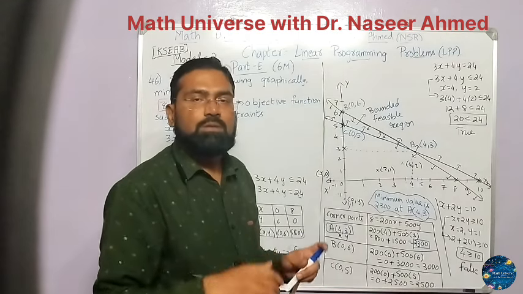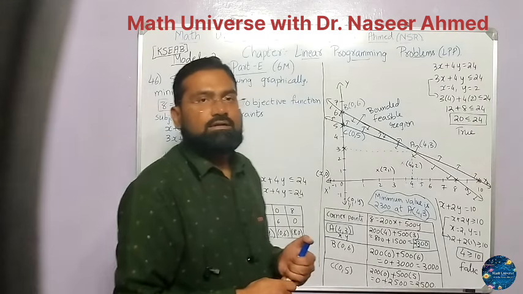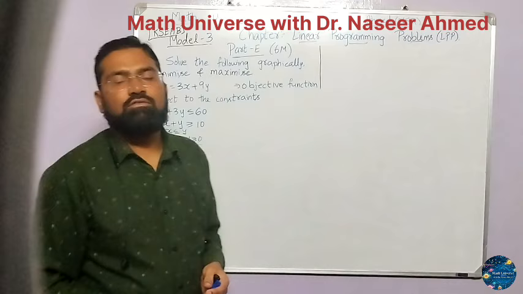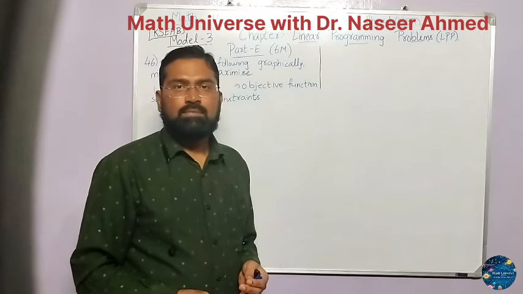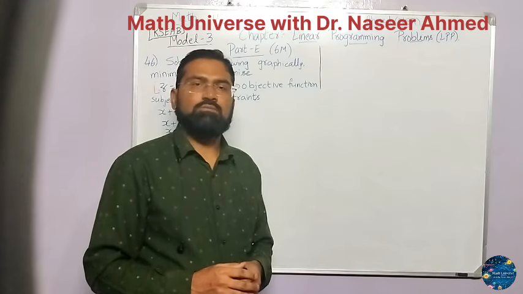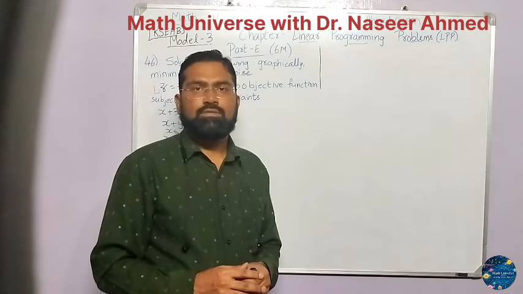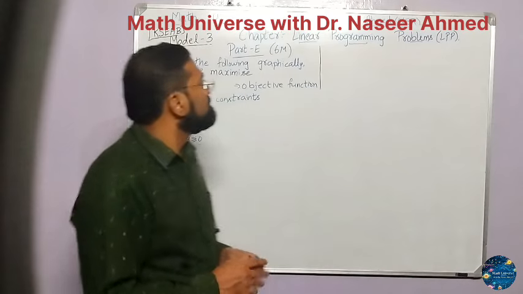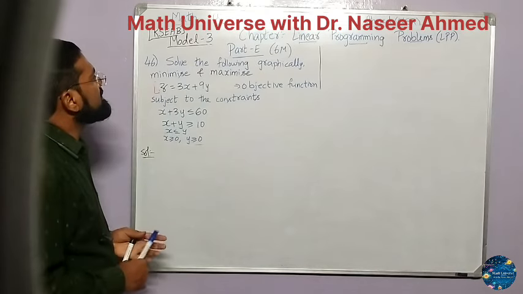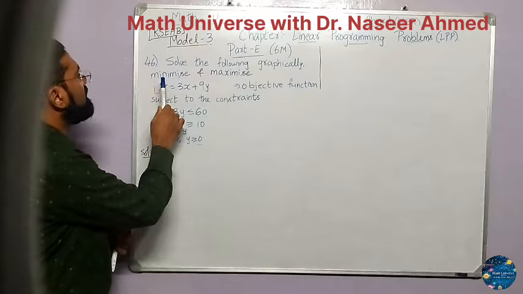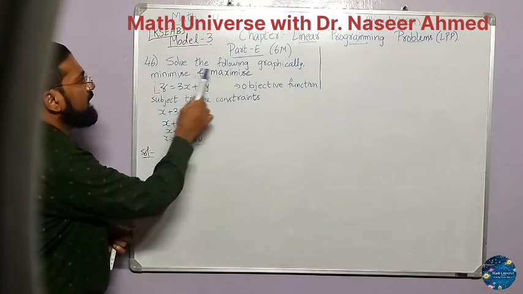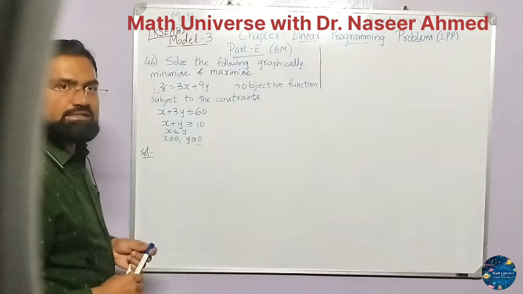Now we have one more model paper, that is 3. Let us take that. Now we are with model paper number 3, and this will be the last problem from the linear programming problems chapter for 6 marker. The question says solve the following graphically. We have to minimize and maximize. As in the first problem, we discussed both, right?